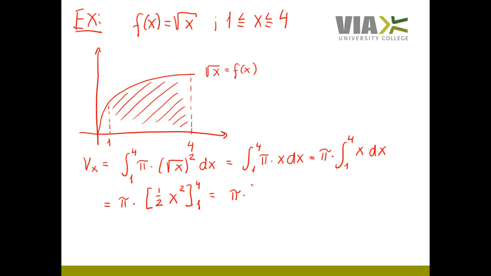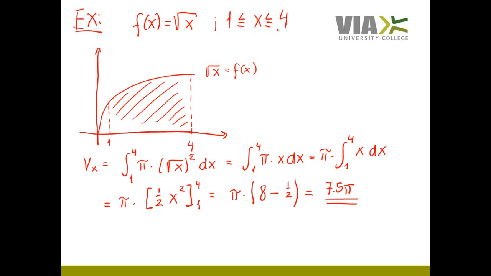That gives me pi, and then I insert the upper limit 4, so that will be 8, minus the lower limit 1, a half, so altogether 7.5 pi is equal to the volume which we will get when we rotate the graph for the function f(x) equals square root of x 360 degrees about the x-axis with the limits 1 and 4.